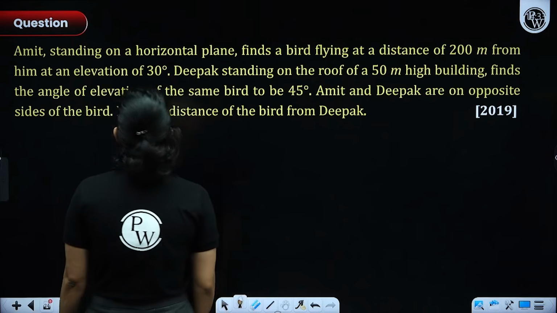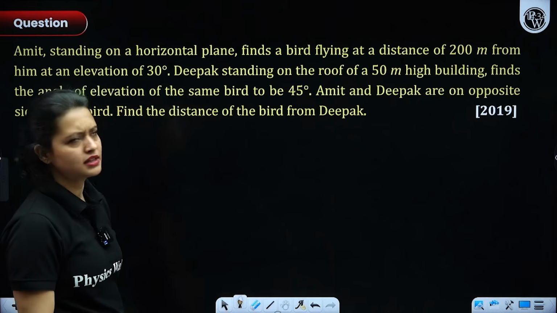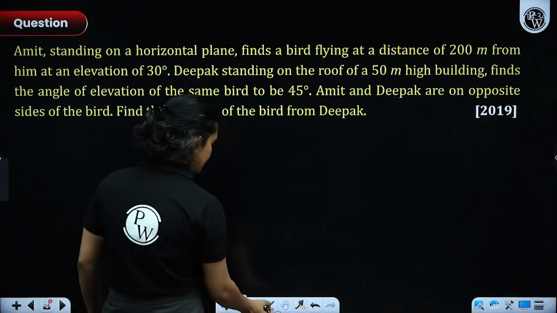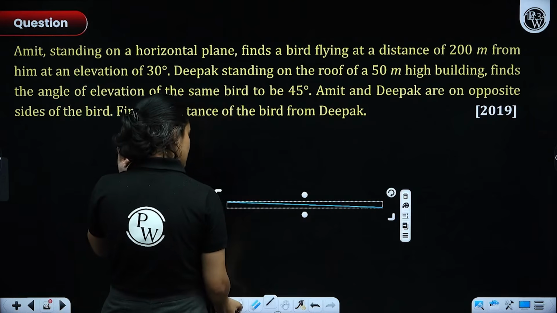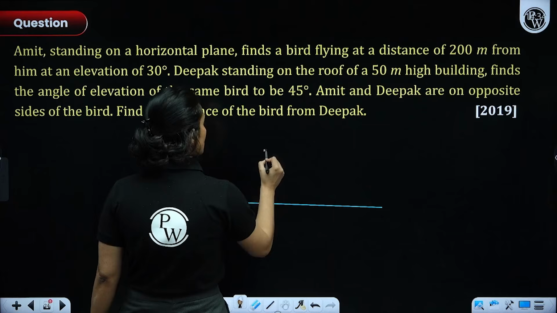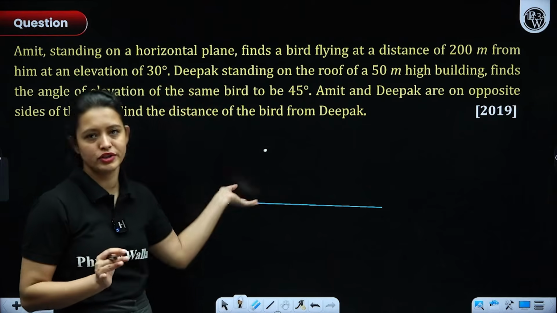Okay, Amit is standing on a horizontal plane and he finds a bird flying at a distance of 200 meters from him at an elevation of 30 degrees. So Amit is standing on a horizontal plane. So this is how we made the horizontal plane, everyone. This is Amit, let's suppose. He finds a bird here. Again, both of these are point size. The height of Amit is not given. The height of the bird is not given. So both of these are point size.